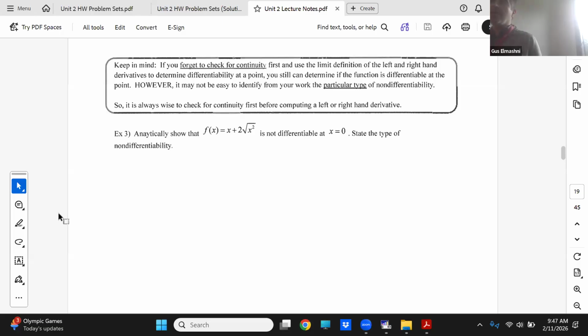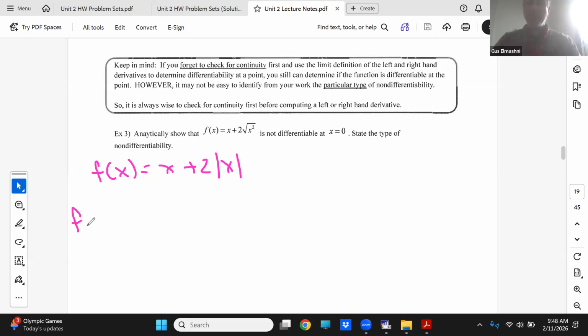Root x squared is the same thing as saying what? Not quite. Close. Absolute value of x, because it has to stay positive, right? Because square roots never have negative outputs unless you put a negative out in front. Remember, the function root x always has a positive output, right? Always. So let's do it. F of x equals that.